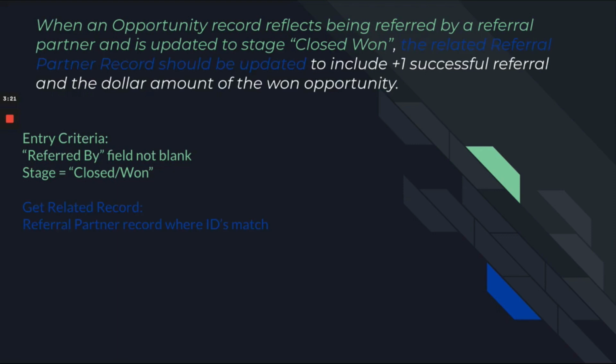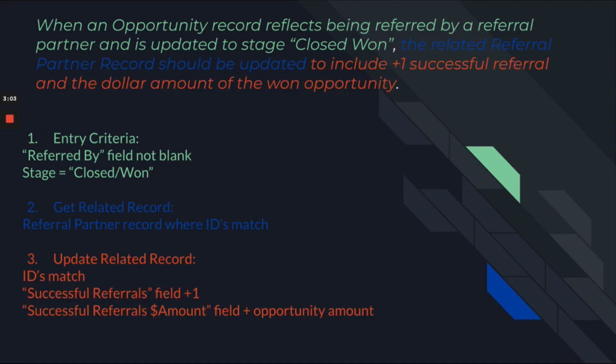The second sentence here, the related referral partner record should be updated. That tells us that we need to get a separate record from the one that triggered the flow. We're going to make sure that we grab the right one by ensuring that the record IDs match. The last sentence tells us what we're going to update. So it says to include +1 successful referral and the dollar amount of the won opportunity.